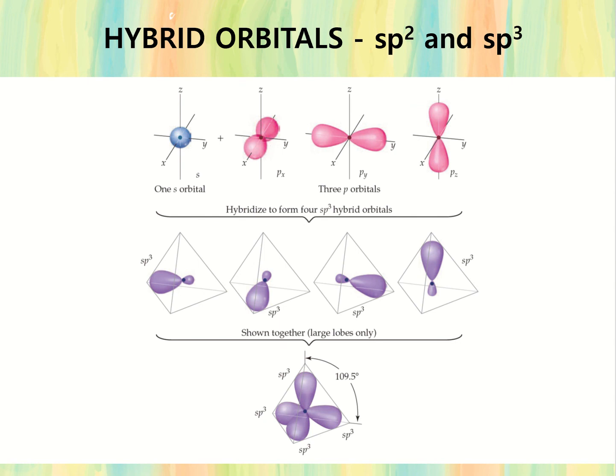So in a similar fashion, we can see here that we have one s and three p orbitals, right? And they all mix together to form four sp3 orbitals. And as we know, it's shaped like a tetrahedron, and therefore the angle is 109.5 degrees.